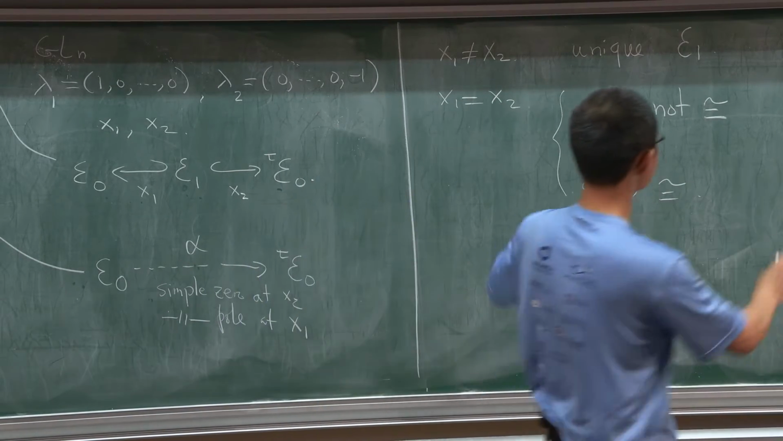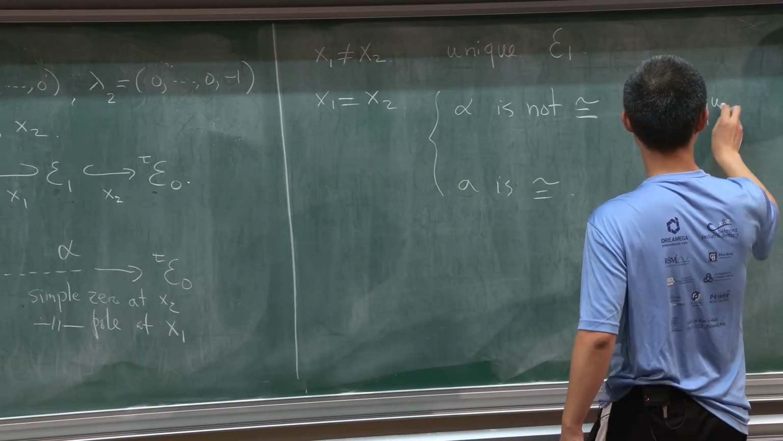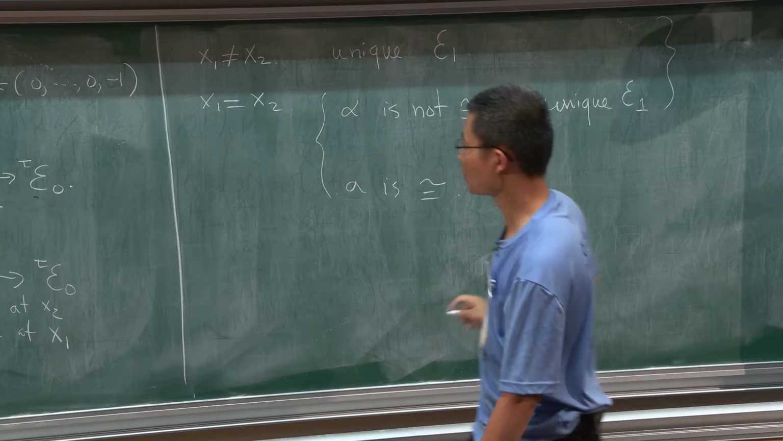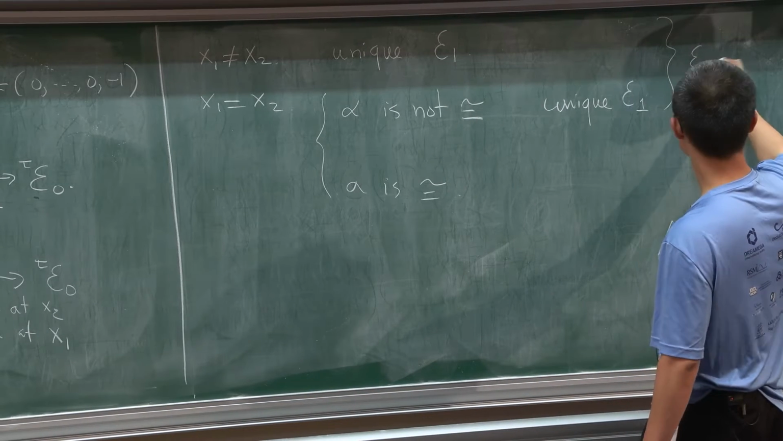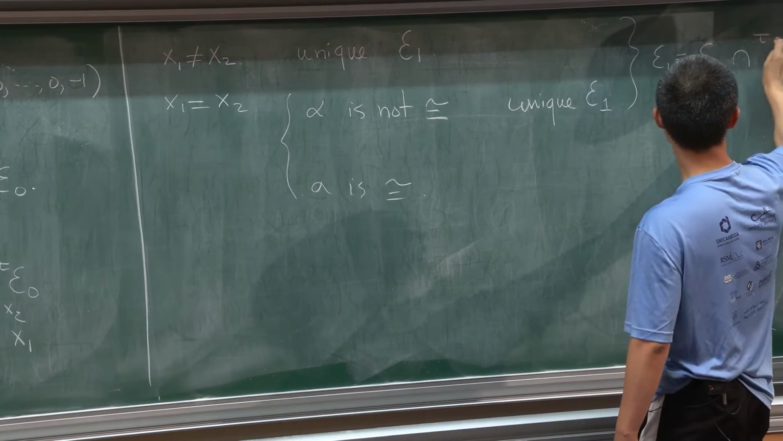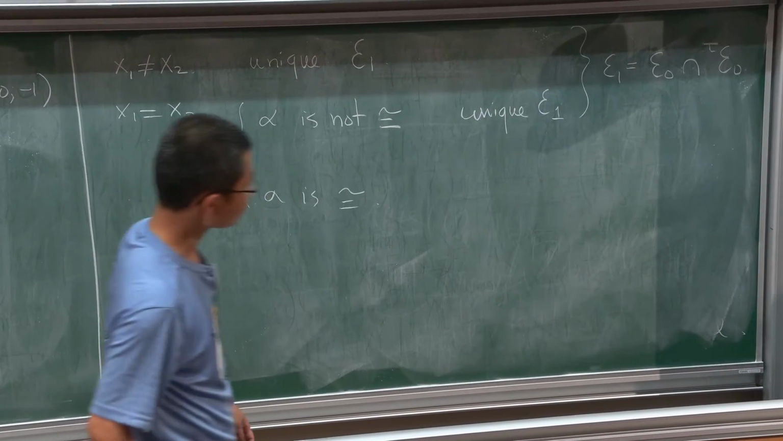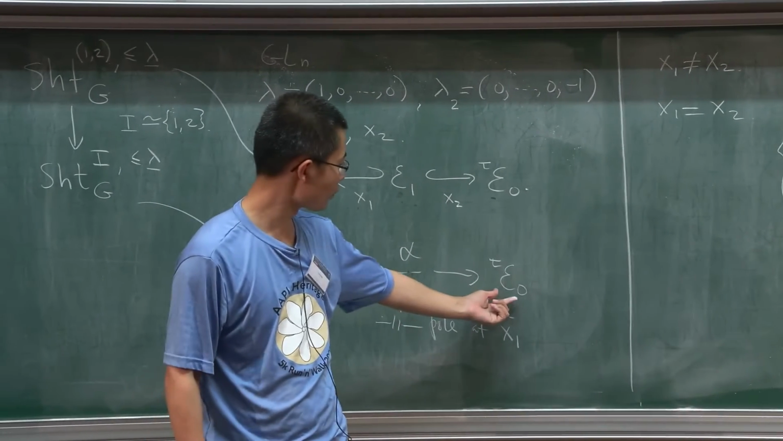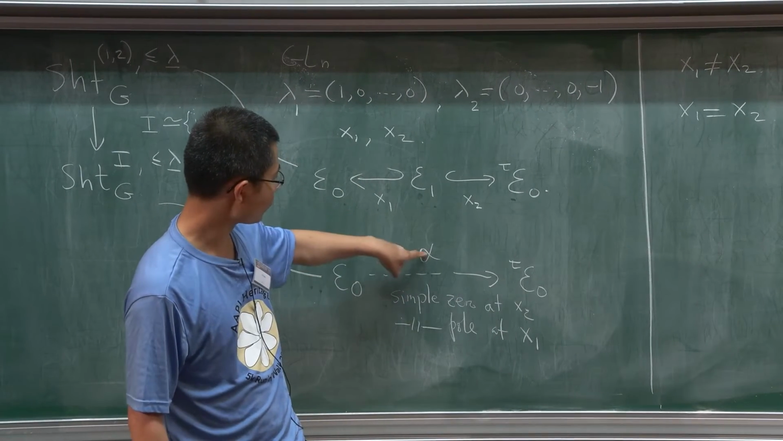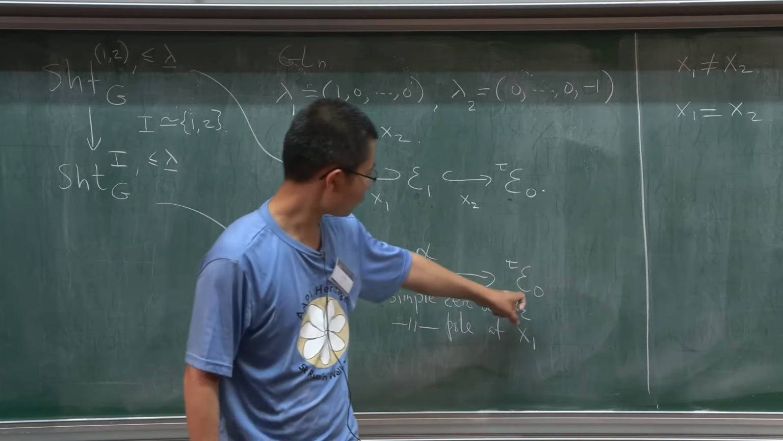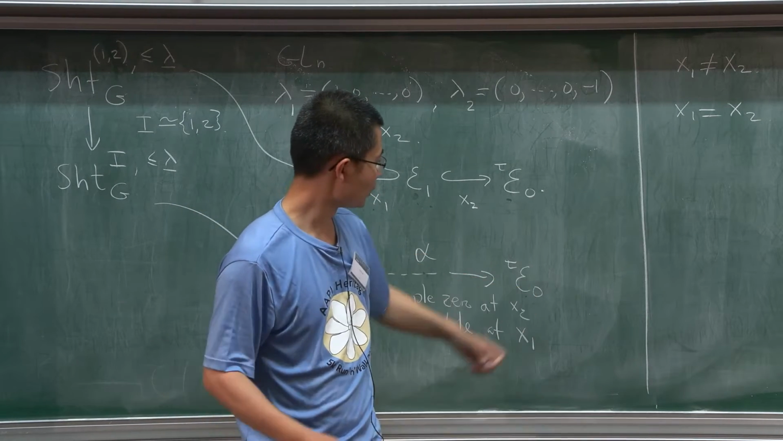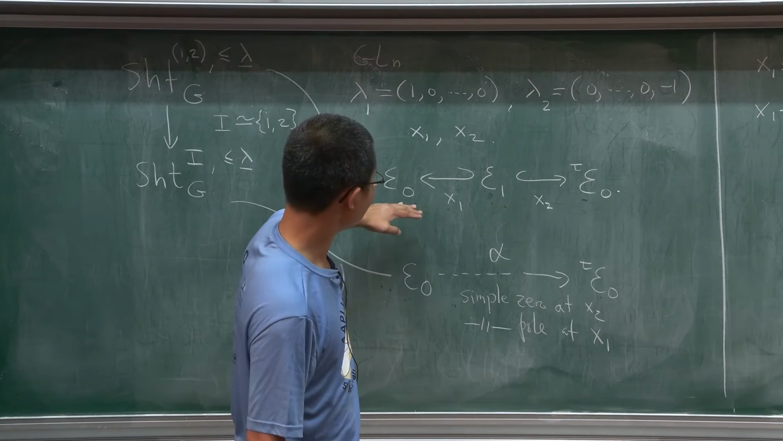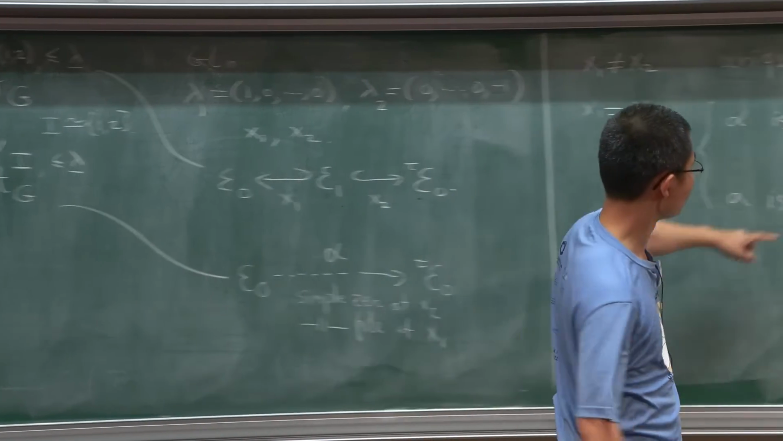In the first case, again, there's a unique E1. In fact, in both cases, you can just take E1 to be E0 intersect tau E0. Intersect in the sense that they have the same generic fiber, or alpha identifies the generic fibers of these 2 bundles. Then we can intersect them. In the last case, there are many choices.